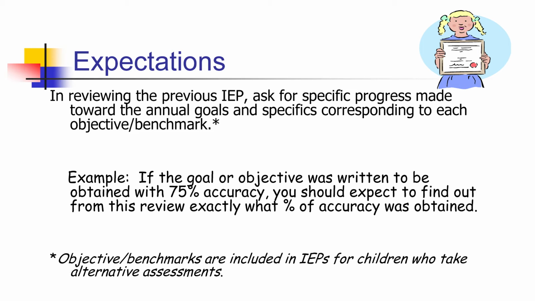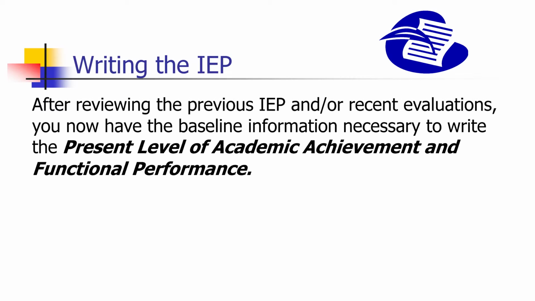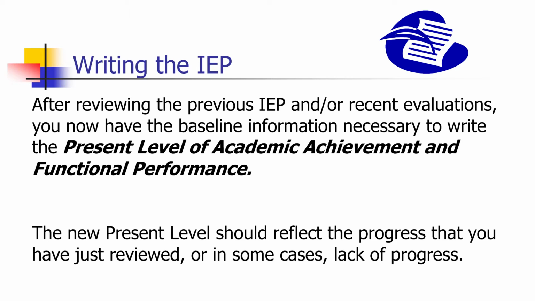Objectives and benchmarks are not always included in IEP goals. They are if your child is on an alternative assessment, and you would know that because it's documented in your IEP. After reviewing the previous IEP and recent evaluations, you have the baseline information in order to write the present level of academic achievement and functional performance. The new present level should reflect the progress that you have just reviewed, or in some cases, lack of progress.